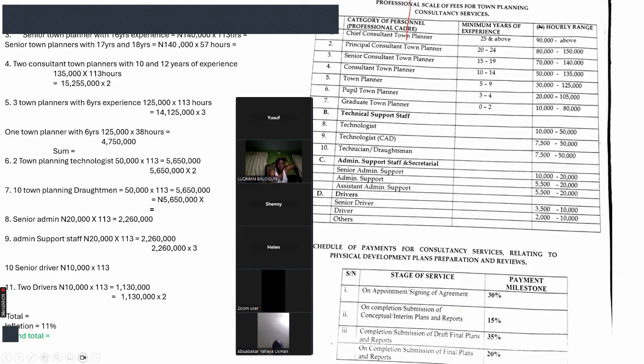Then on completion of everything, if you submit the final draft, they will check and comment and make corrections and return it to you for you to correct it and also resubmit the final report.